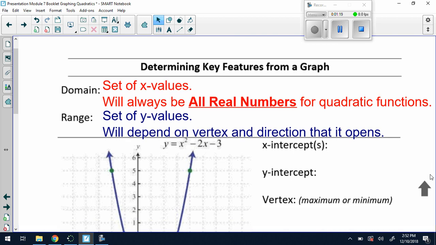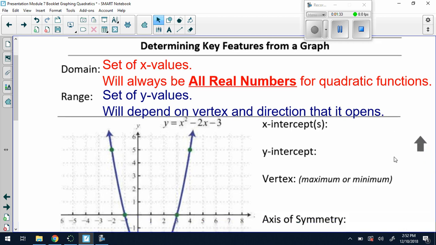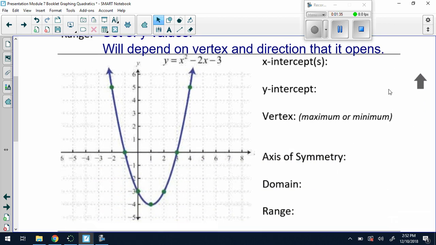All right, let's look at our first example. So we have the graph. This is our function, but I'm not concerned with this equation just yet. We're going to talk about how to go from this equation to this graph. But for now, we're just going to look at the graph and determine our key features, which are each of these things. I've added domain and range as well.